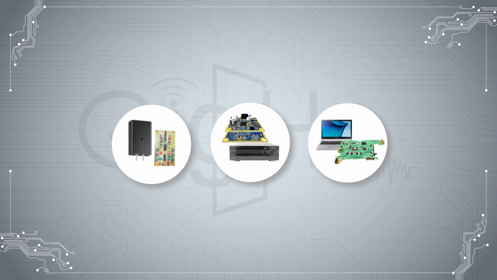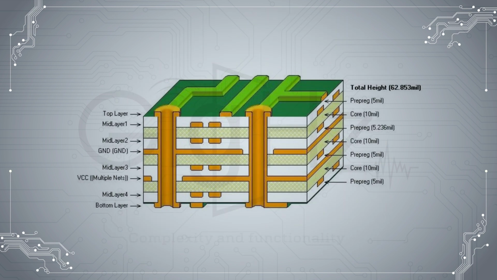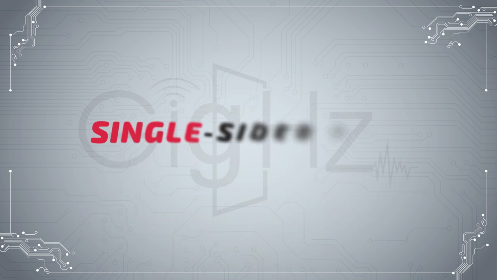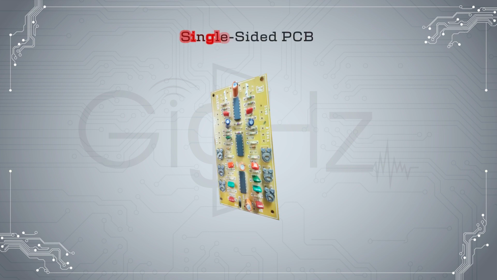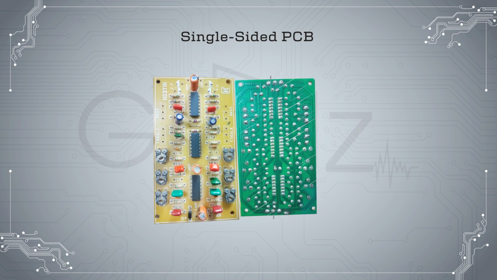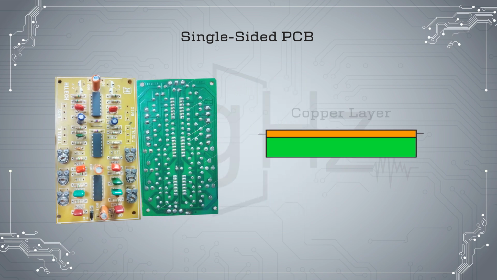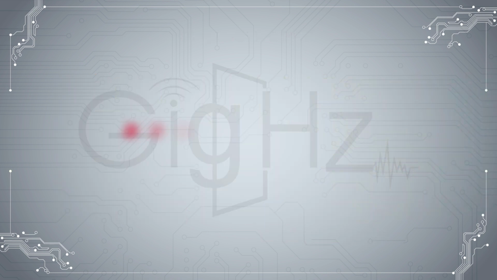Classification by layers. Let's begin with classification by layers. The number of layers in a PCB determines its complexity and functionality. Single-sided PCB. Single-sided PCBs are the simplest type, with copper traces on only one side of the substrate. Their straightforward design makes them cost-effective and suitable for basic devices such as charger adapters and more.